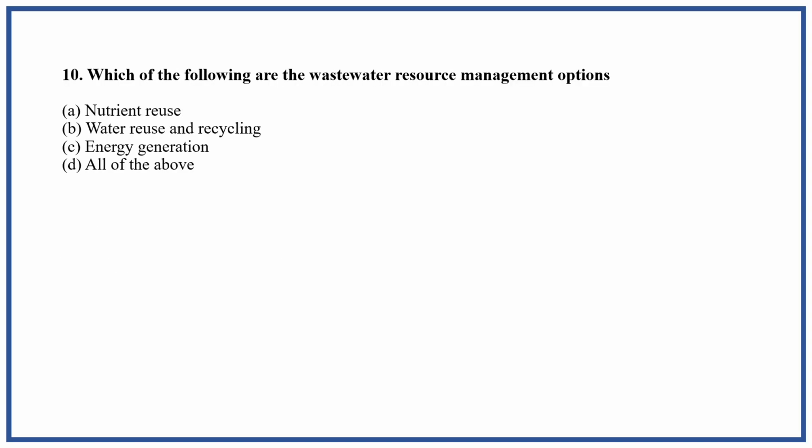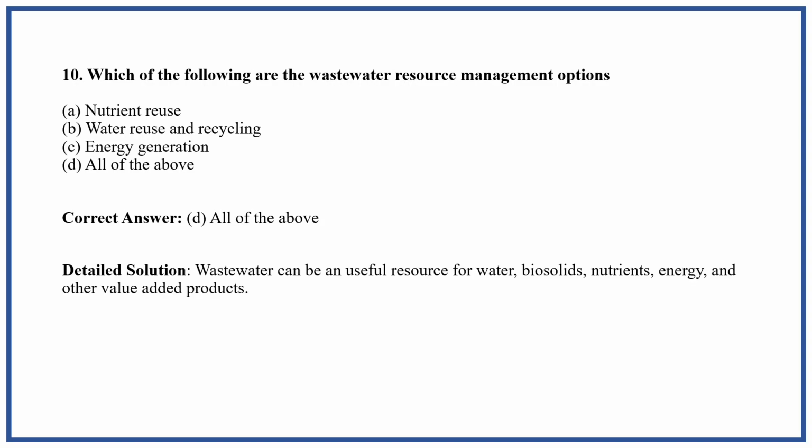Now, which of the following are the wastewater resource management options? So we have nutrient reuse, water reuse and recycling, energy generation, all of those. It's a simple question. Which of the following are wastewater resource management options? Yeah, it's all of the above. Because wastewater can be a useful resource for water, biosolids, nutrients, energy, and other value-added products. Can anyone say any other value-added product which we can get from this wastewater? Name any of the other value-added product which we can get from wastewater. Bioplastics. Bioplastic, yeah. Enzymes. Enzymes, yeah. These are two other value-added products.